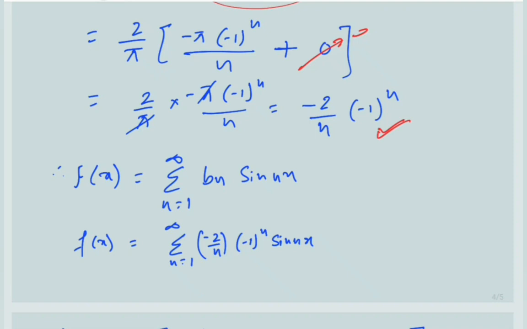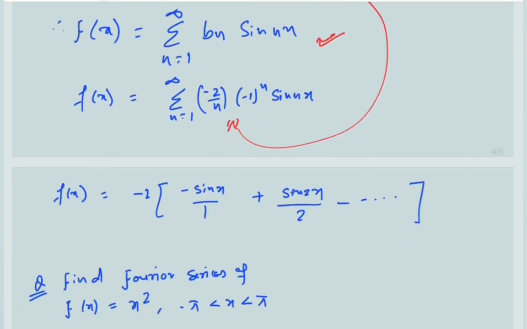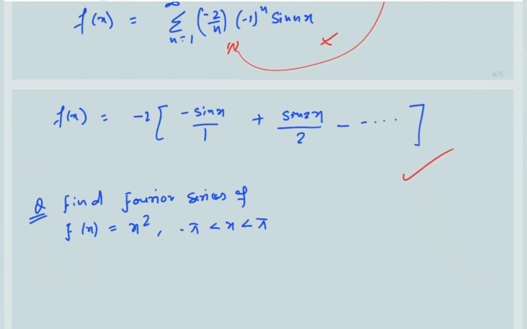Put this Bn value in the final expression of the Fourier series. You will get f of x is equal to the sum from n equal to 1 to infinity of Bn sin nx. So the Bn value is minus 2 by n. Put this value here, and sin nx is as it is. Again minus 2 will get outside, and you can expand this equation in series form and put the values of n, that is n is equal to 1, n is equal to 2, n is equal to 3, and you will get minus 2 times sin x by 1, plus sin 2x by 2, plus dot dot dot like that. Okay, so this is finally how to solve the Fourier series expansion.